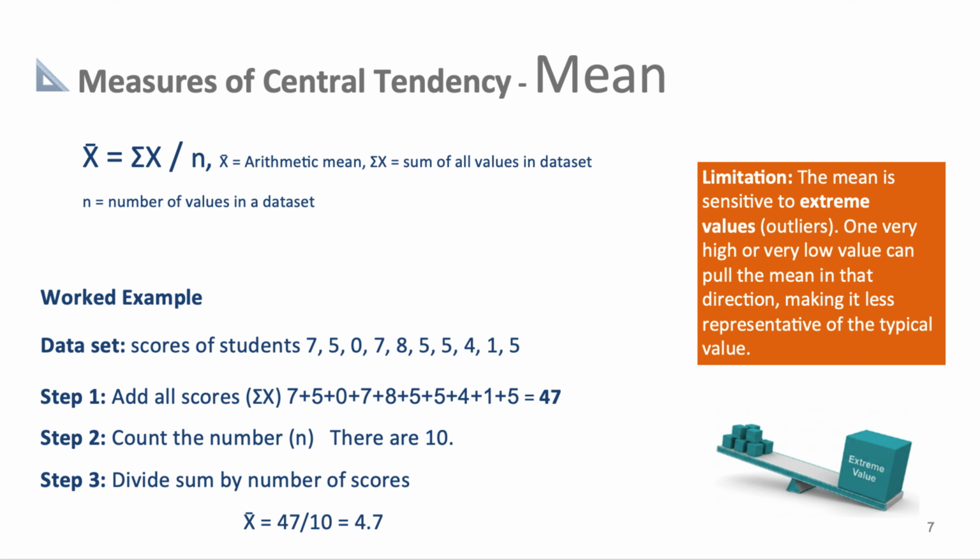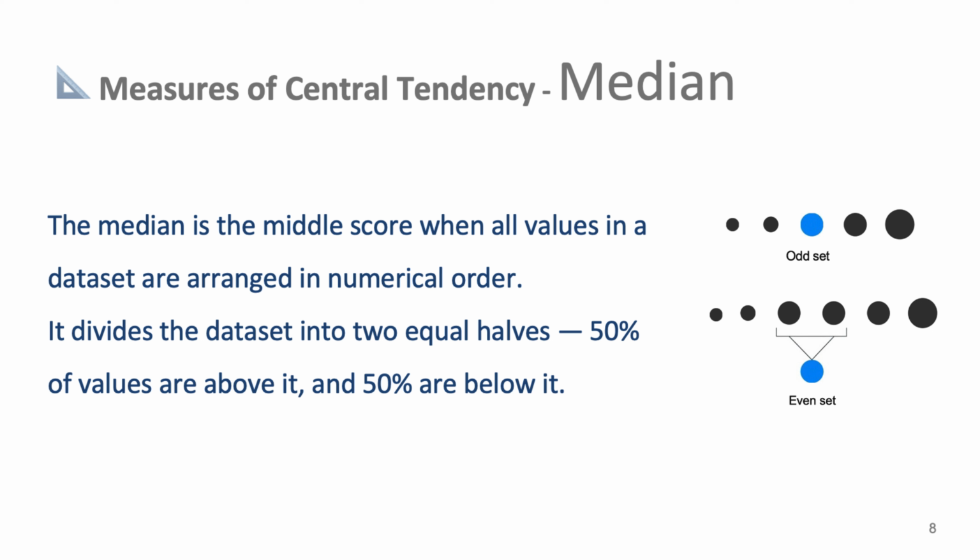But here's the problem with the mean. It gets affected really easily by extreme scores. Like imagine everyone got around 70 marks on a test, but one person got 0. So that one score could drag the whole average down a lot. That's why sometimes the median is more useful.